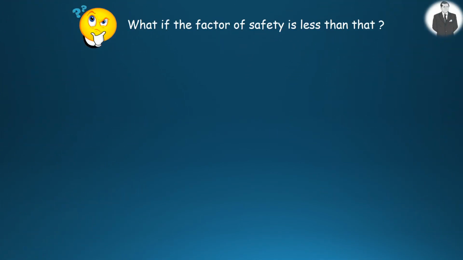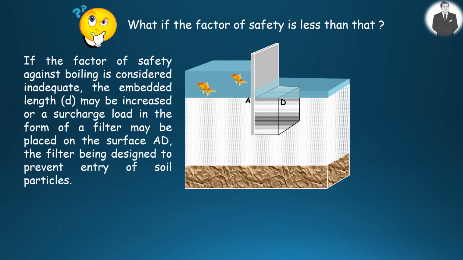If the factor of safety is inadequate, what measures should be taken then? Well, in that case, either the embedded length of sheet pile may be increased or a surcharge load in the form of filter may be placed on the surface. And the filter material should be designed so that it prevents the entry of soil particles blocking the filter material.